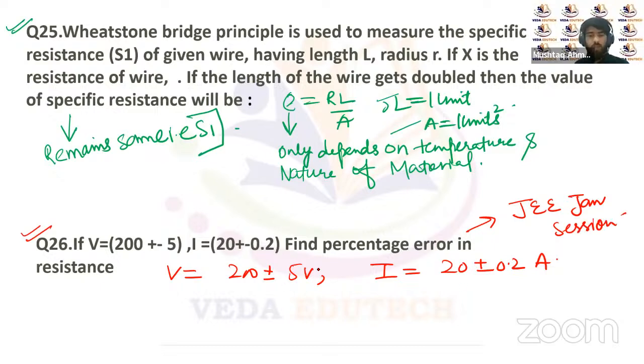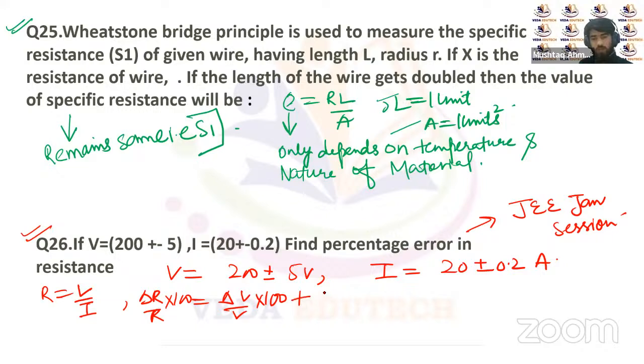Find percentage error in resistance. We have to find the percentage error in resistance, which is delta R upon R multiplied by 100. We know V is equal to IR, or R is equal to V upon I. So from here, delta R upon R will be equal to delta V upon V multiplied by 100 plus delta I upon I multiplied by 100.